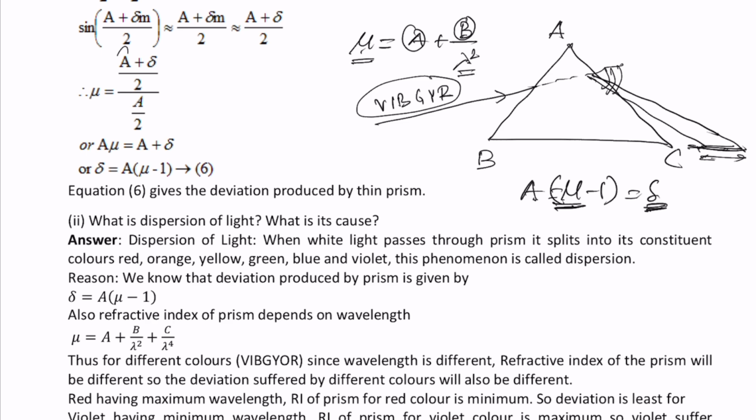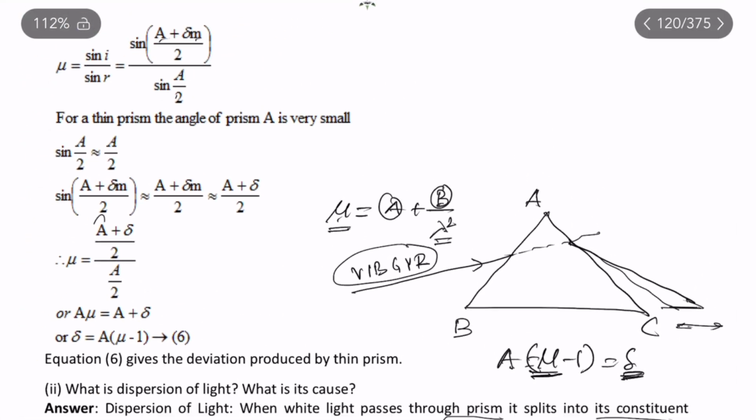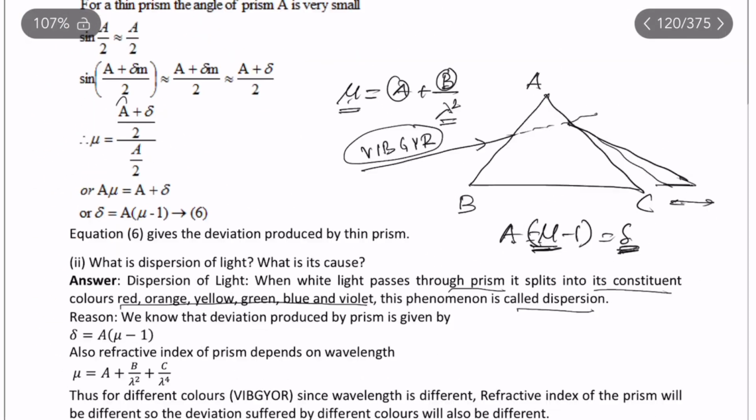So let's understand this. What is dispersion? When white light passes through a prism, it splits into its constituent colors: red, orange, yellow, green, blue, violet. This phenomenon is called dispersion. Higher the dispersive power, higher will be the spread. Actually this causes aberration. The splitting causes aberration. If we want to see a perfect image, the dispersion should not happen.